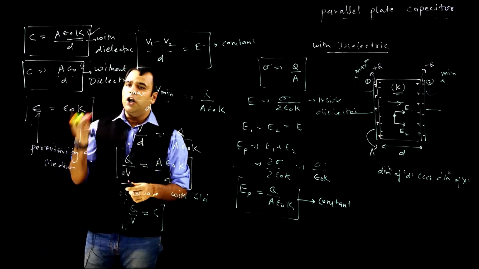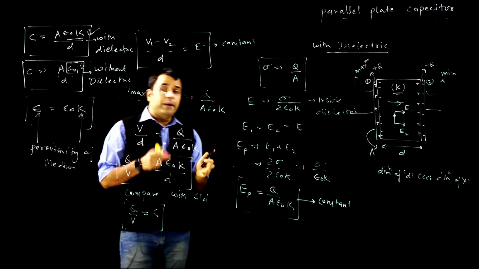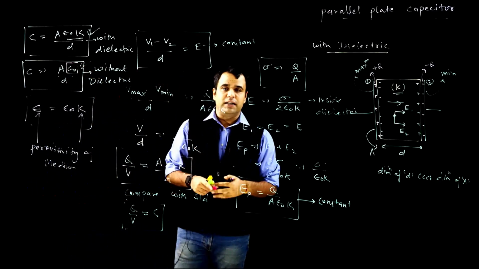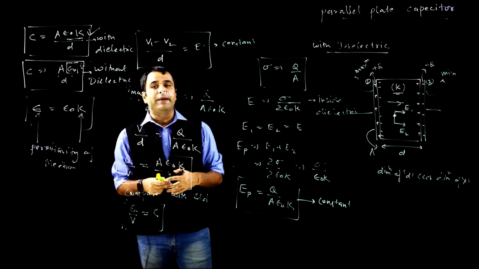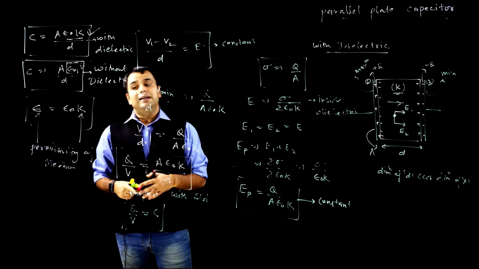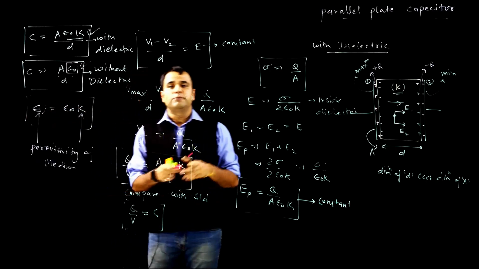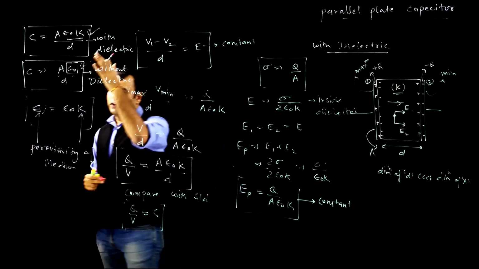In this general formula, all you have to do is write the permittivity of the medium in the capacitor. If the medium is vacuum, you will write the permittivity of vacuum. If the medium is a dielectric, you will write the permittivity of the dielectric, and the value of this can be written as epsilon naught times K. Okay, so this is the formula.